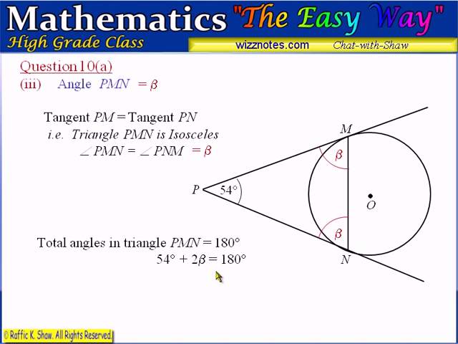So it's 54 degrees plus 2 beta, 54 degrees plus the 2 beta angles here equals 180 degrees. If we simply divide through by 2 to simplify, we end up with 27 degrees plus beta equals 90 degrees. Now to find beta, we simply subtract 27 from 90 degrees, and we end up with beta being equal to 63 degrees. And so we have found the angle that we wanted. Angle PMN, which is beta, is equal to 63 degrees. And that's the answer for part 3 of question 10A.